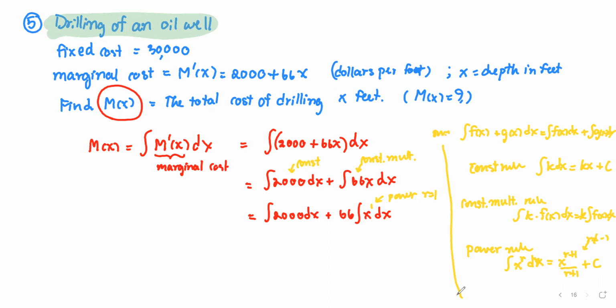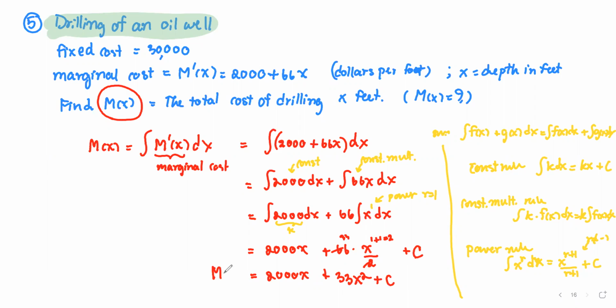Apply the constant rule for the first one to obtain 2000 times x. And make a note, in this case, this is your k, so we get k times x. And for the next one, use the power rule with the 66 as a coefficient. So we get x to the power 1 + 1, or the power 2. Use the new power as a denominator and add the constant of integration. The next step, we're going to simplify to be 2000 times x plus, 66 divided by 2 becomes 33, with 33 multiplied by x squared, and then plus c.